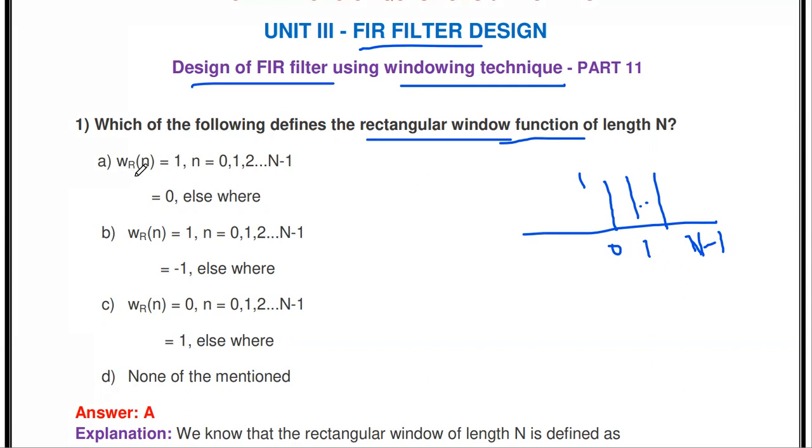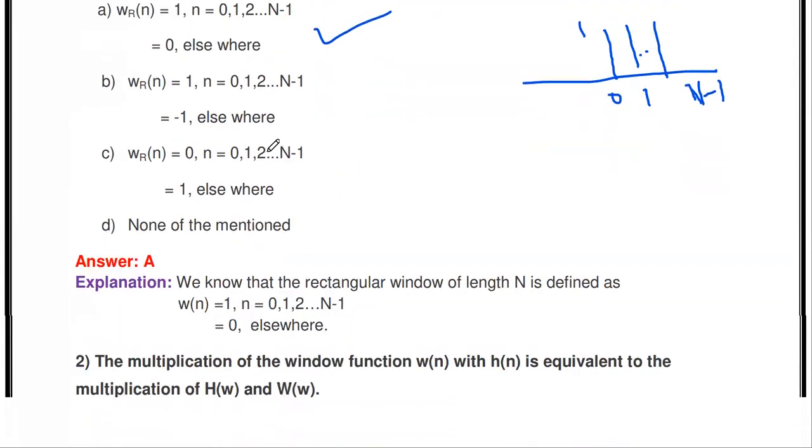Here, W_R of n is equal to 1 for n equal to 0, 1, 2 up to N minus 1, and 0 elsewhere. This is the correct answer. In the second option, W_R of n is equal to 1 for n from 0 to N minus 1, and minus 1 elsewhere. This is not correct. Similarly, the other option is also not correct. The rectangular window is denoted by W_R of n, which has amplitude 1 for the time n from 0 to N minus 1. So this is the correct answer.